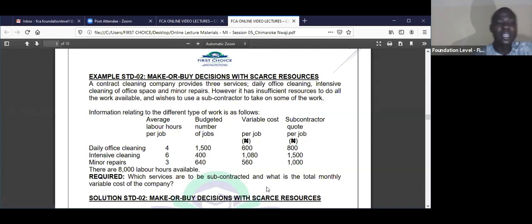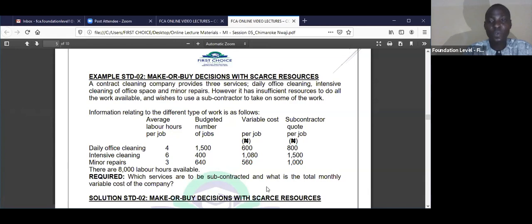You look at the daily office cleaning. The average labor hours is 4 hours per job. It's as good as saying 4 hours per unit. You are used to per unit, so we are taking it now to per job. Budgeted number of jobs or units, we say this is 1,500 units or 1,500 jobs. Now look at the variable cost per job or unit is 600 naira each.